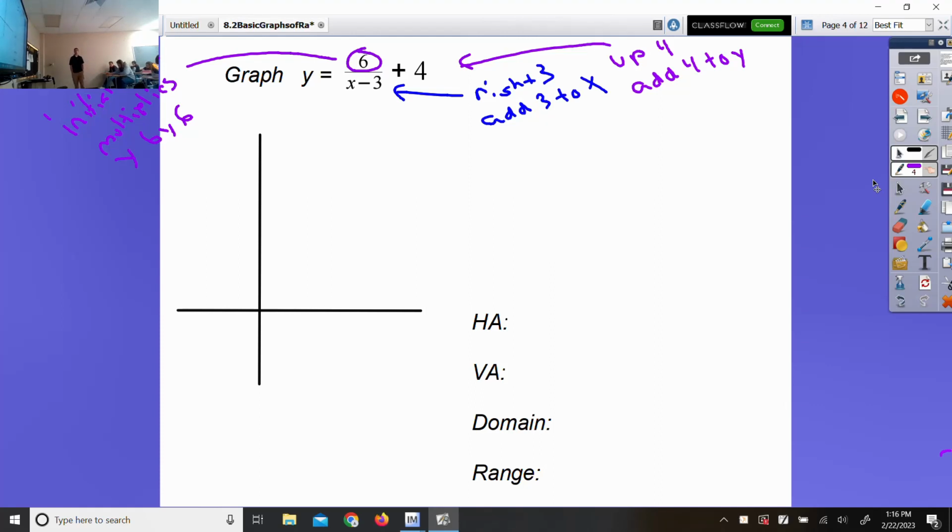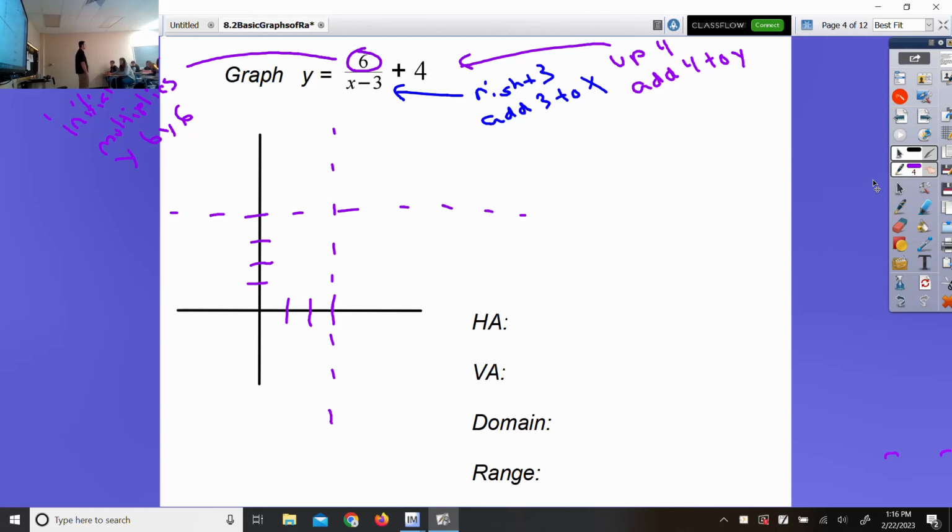So lots of little things going on. Let's do those shifts right and up. If you do the shifts right enough, you get all this stuff down here for free. Right 3, up 4. That'll tell you where your vertical asymptote is, where your horizontal asymptote is, where your domain and where your range are.